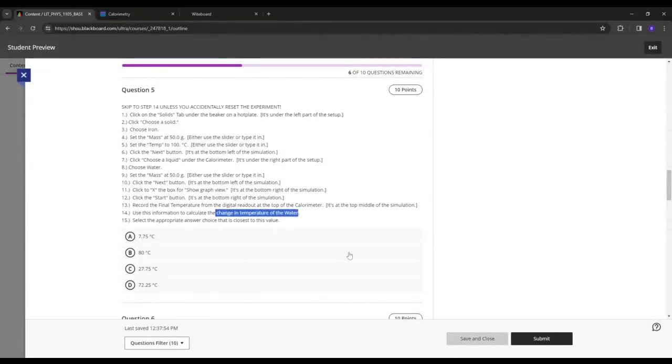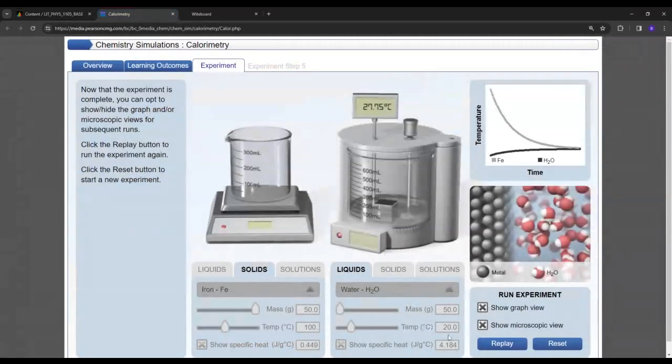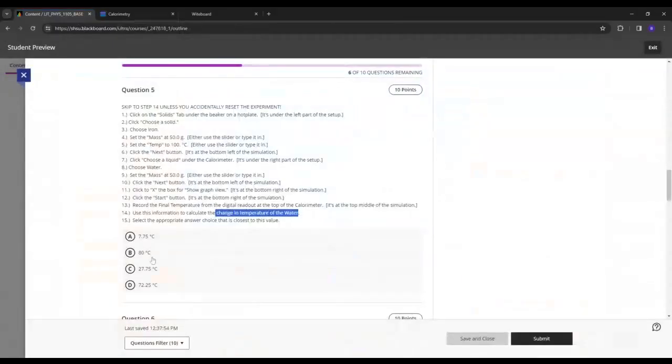Find the change in temperature of the water. Either look at the settings from here or look at the settings from here. The water started at 20, right? And then only got up to 27.75. Not a very big change overall. Essentially just sort of cover up that 2, and it's the rest of it, isn't it? So 7.75.